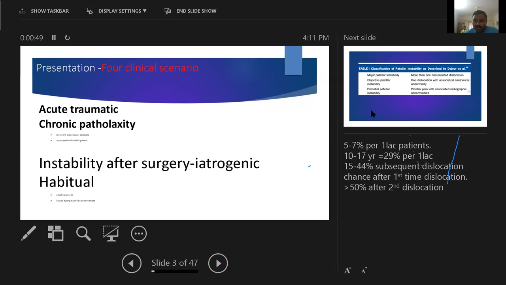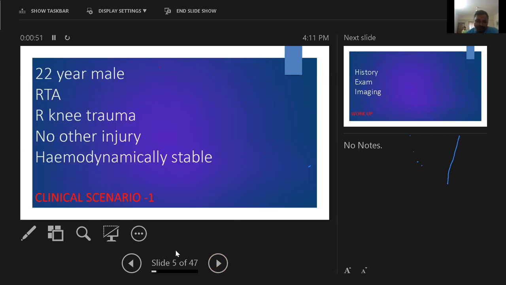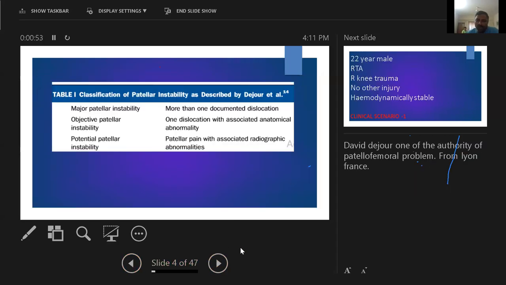But according to Dejour, he classified patellar instability as major patellar instability, objective patellar instability and potential patellar instability, based on documented dislocation, anatomical abnormality, and radiographic abnormality.